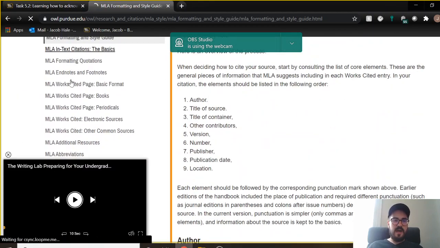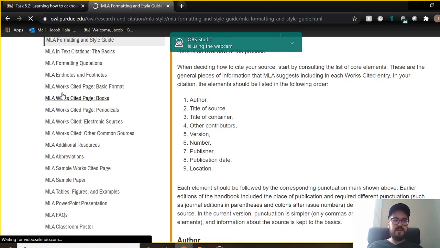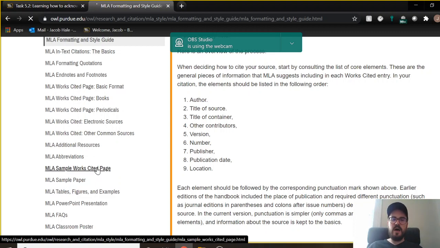And down the left side here, let me close out of this video. You'll see links to basically all the MLA information you could ever need, more than you could ever need. And I like how this is organized. It makes it easy for me to find the info that I need. So there are lots of sources available to you. This just happens to be the one that I use.